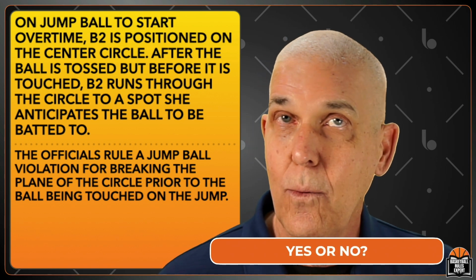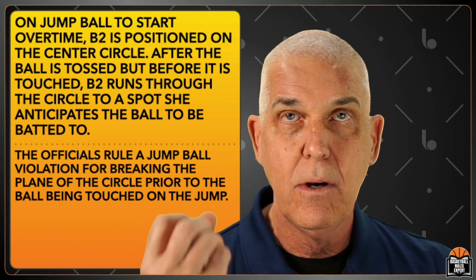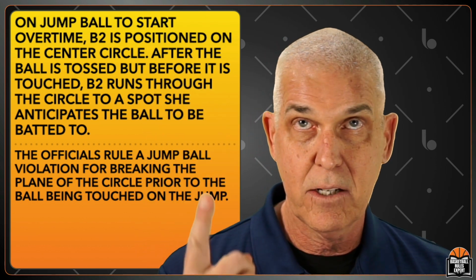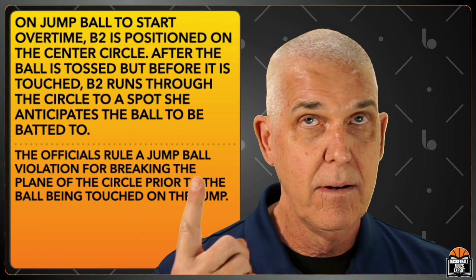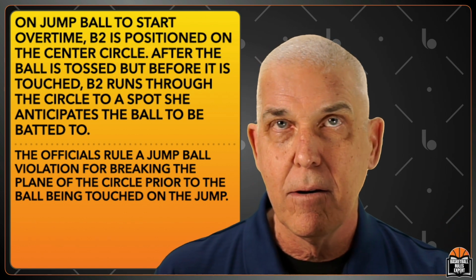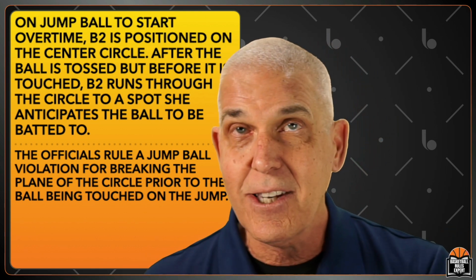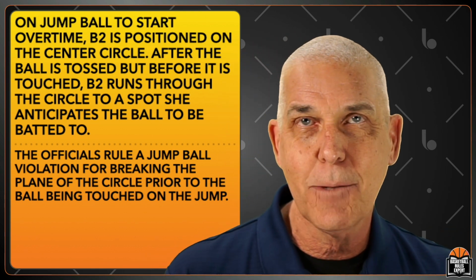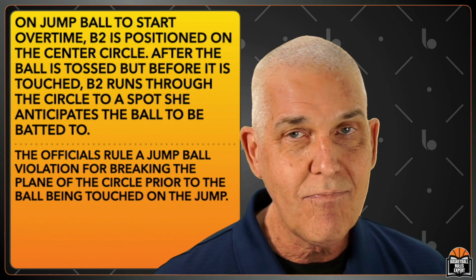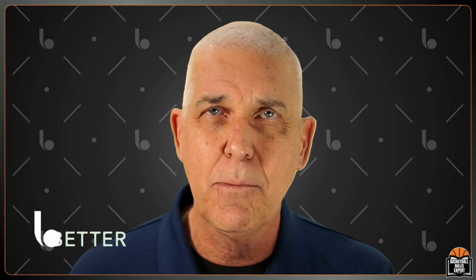Yes or no? Right? So, the official blows their whistle, enters the circle, releases the toss, the ball becomes live, but before the ball is touched, an opponent who's on the circle runs across to the other side of the circle because that's where she anticipates the ball being tapped to. The officials rule a violation in this instance. Were the officials correct? Is this a violation by rule?